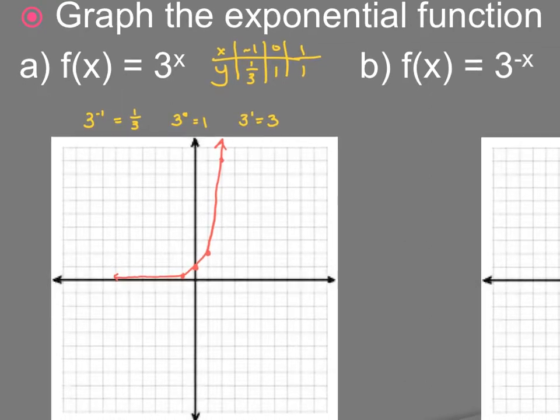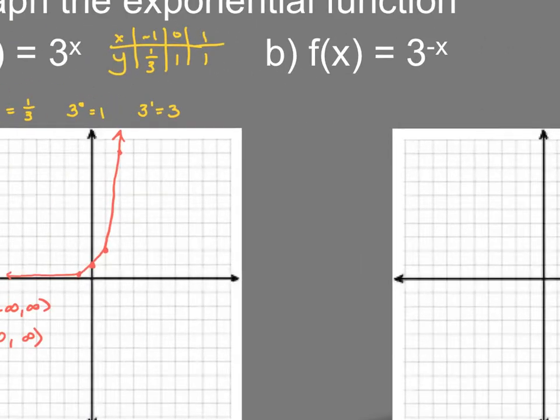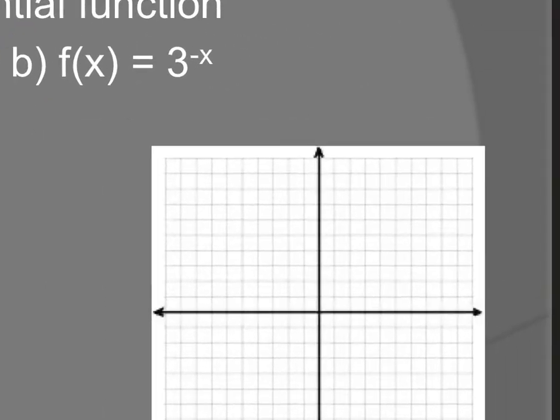Questions so far? So what's the domain of this function? Negative infinity to positive infinity. What's the range of this function? 0 with a parenthesis to positive infinity. Okay, now go to B. Because it can't actually hit the 0. There's no way to make an exponential 0. Nothing I raise that to will ever make it 0.